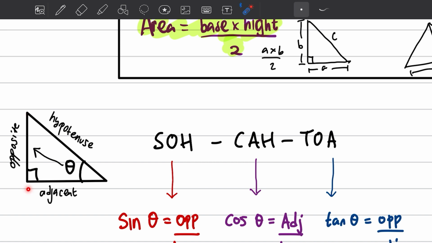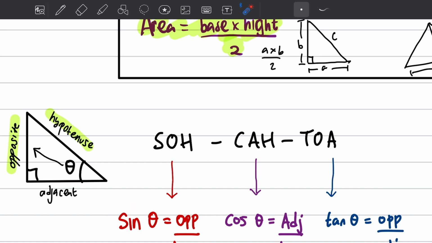When you have a right angle triangle, this is your theta here, and the side that is opposite to theta, we call it opposite, and you divide it by the hypotenuse, which is the longest side in our triangle. When you divide opposite by hypotenuse, you will get the sine theta value.